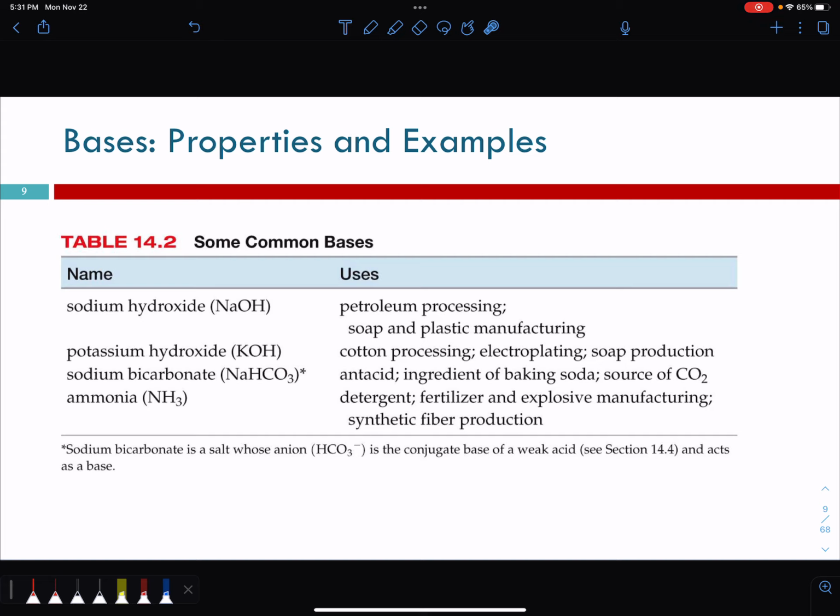Things like sodium hydroxide are used for petroleum processing, soap, plastics, and potassium hydroxide too. Sodium bicarbonate is one that we use in the lab, which you have on the counter, which I think is the baking powder, right? It neutralizes acids because it's a base. I believe sodium hydroxide is also used for canning as lye. So that's the same thing there.